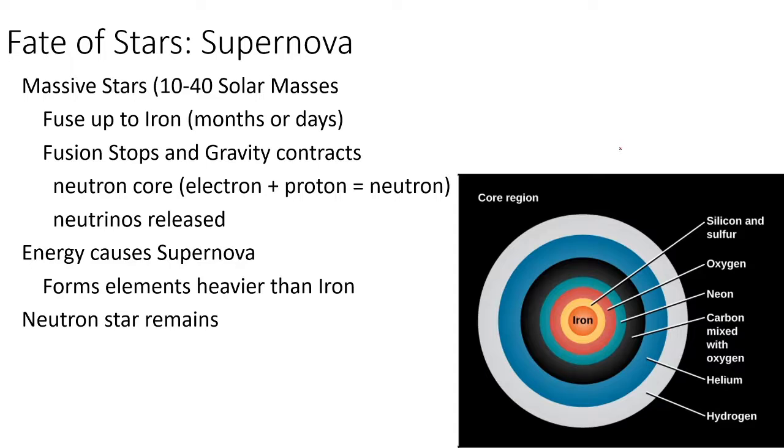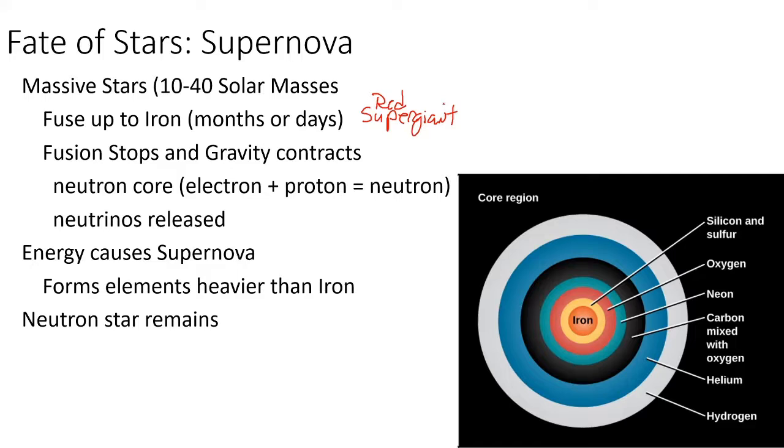Some stars will go supernova. Once you get past about 8 solar masses, so we're talking in the 10 to 40 solar mass range, now they will do something interesting. They will expand too, and they become a supergiant. They're already big. They become a red supergiant.